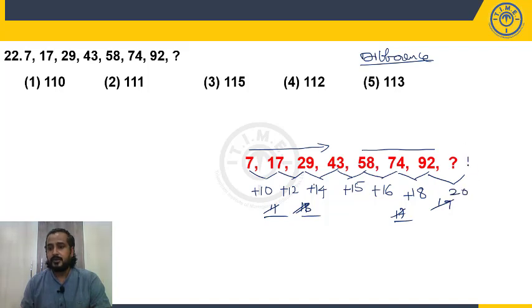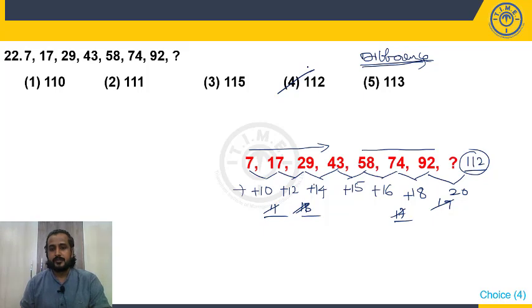So 92 plus 20 is 112. So my answer will be 112. So increasing gradually, difference logic. Now what is the difference here? Consecutive composite numbers or consecutive non-prime numbers: 10, 12, 14, 15, 16, 18, 20. So 112. In which option is 112? Choice 4.